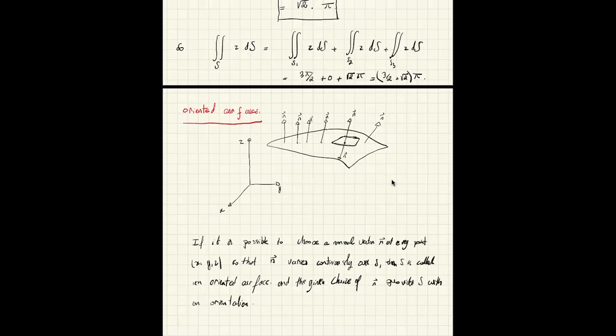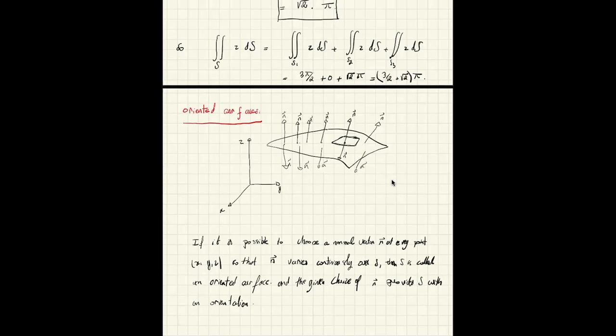So there are two possibilities. For example, I could have chosen the other one, and that would be a perfectly legitimate orientation, as long as I stick with the continuity of it. There are always two possible choices of orientation.